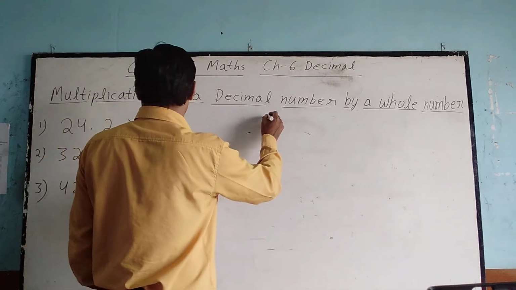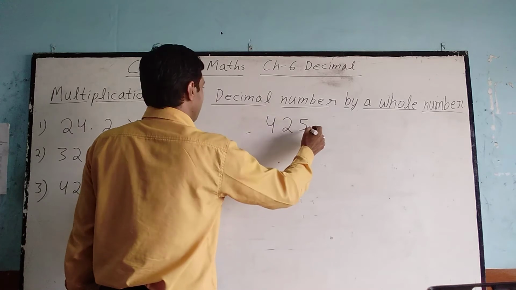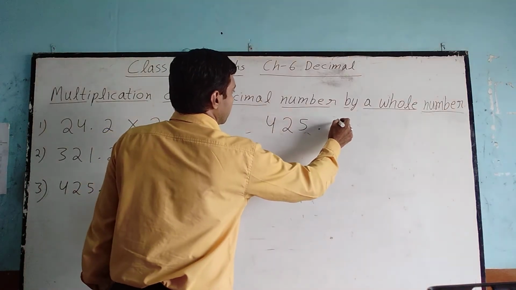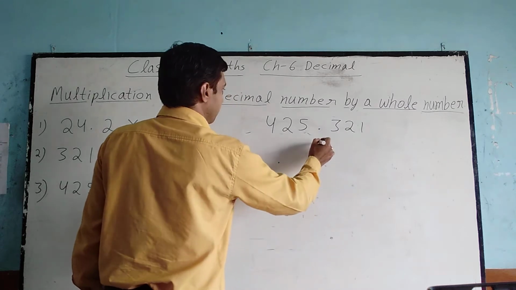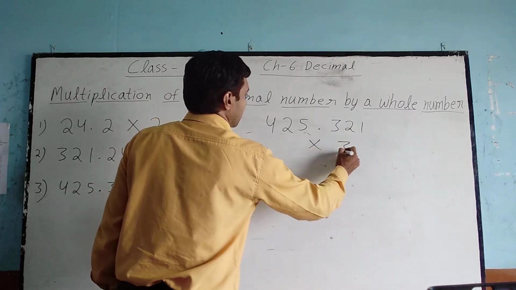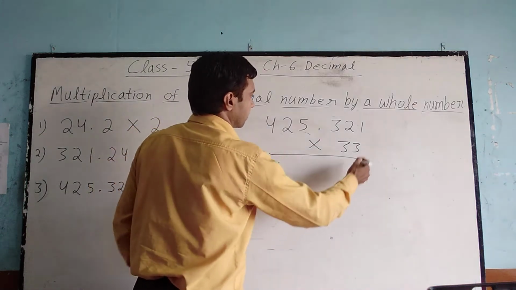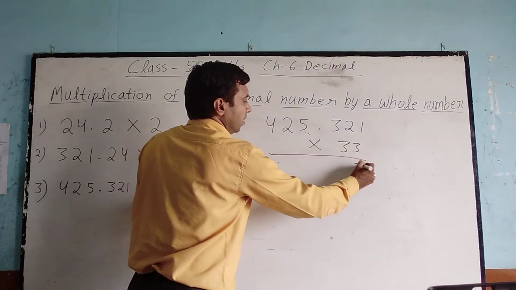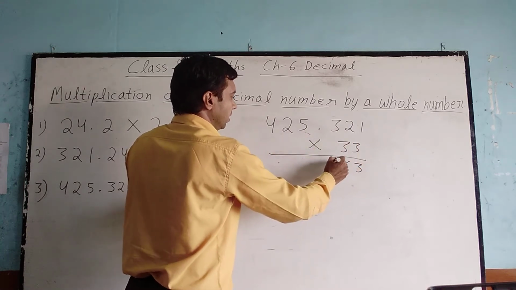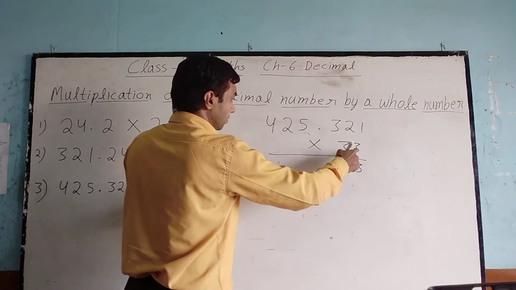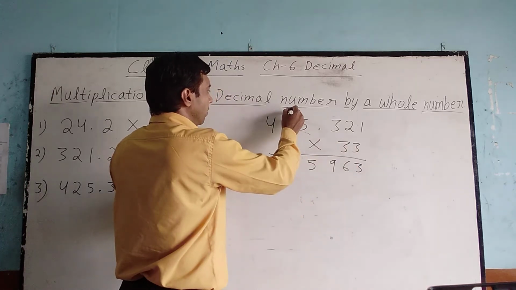Next question. 5.321 multiply 3. 3 multiply 1, 3. 3 multiply 2, 6. 3 multiply 3, 9. 3 multiply 5, 15. Write 5 here, 1 carry.